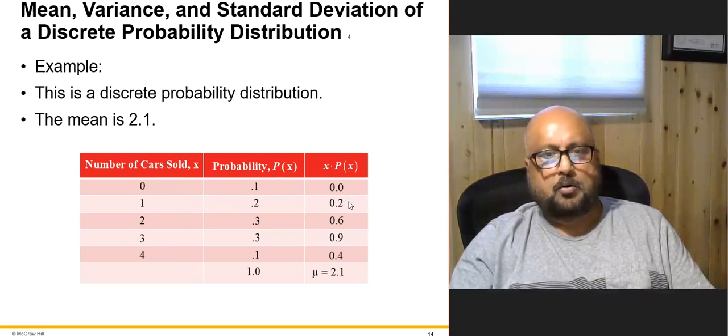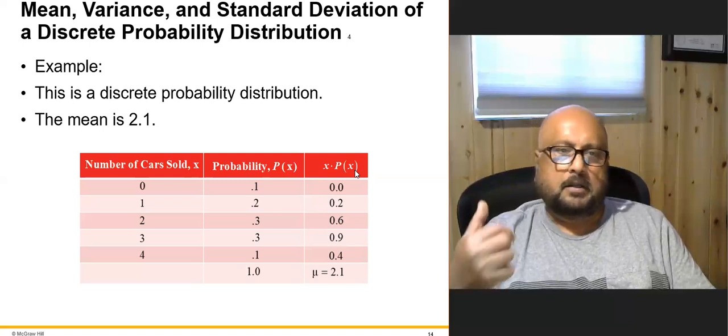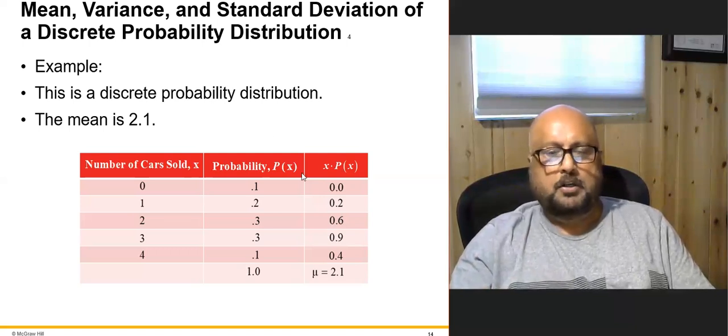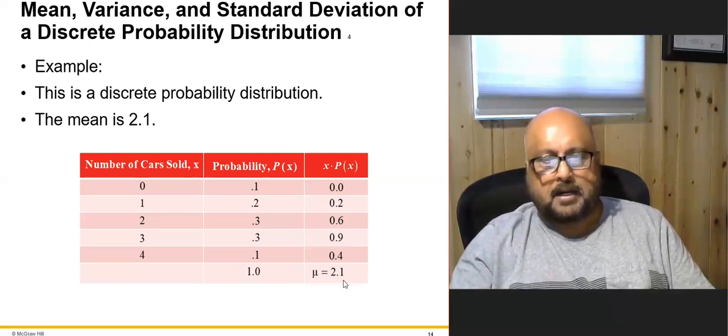Then for the second row, we got 0.2 here, and so on. And so we got the product x times p(x). And you know that the mean, mu, is equal to the sum of all the products. So we got all the products here, we add them up. So mu is 2.1 here. And the total probability you add up should be 1, and it is 1.